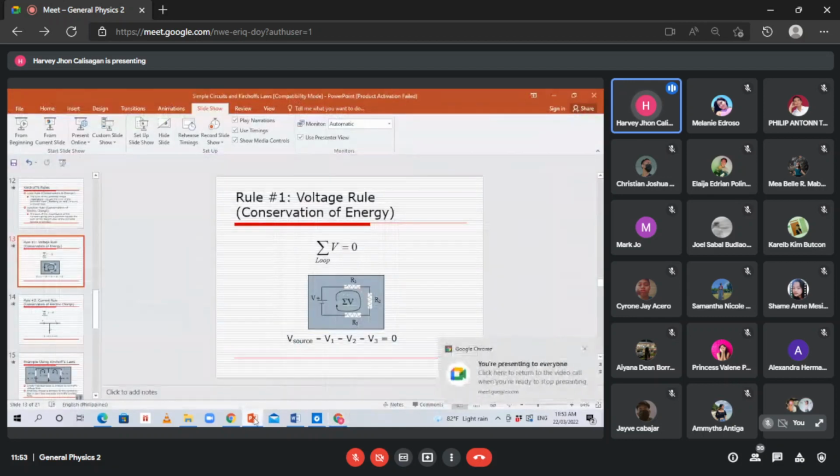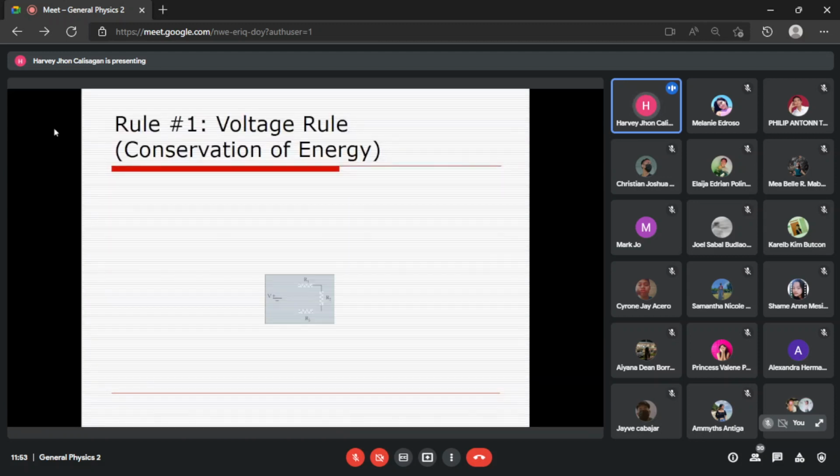So you have heard it already on how Kirchhoff's rule is happening, especially when we talk about the current that is involved with the voltage. So let's talk about that one, before the discussion ends. So let's talk about the voltage rule, or Kirchhoff's voltage law.